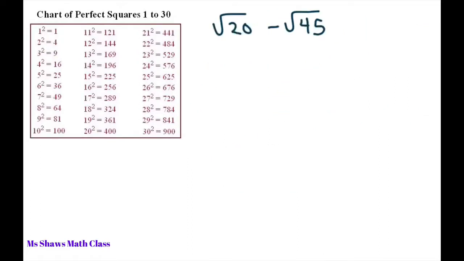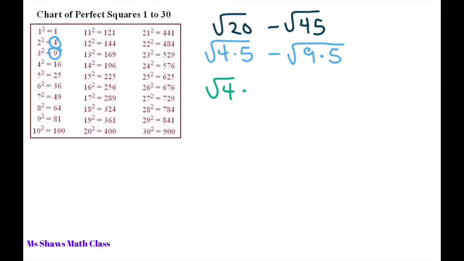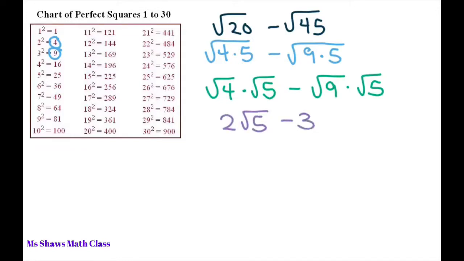Okay, the next one's very similar. I know I can break up 20 with 4, so I'm going to break that up as 4 times 5. And I can break up 45 with the perfect square of 9, 9 times 5. I can rewrite this as square root of 4 times the square root of 5 minus square root of 9 times the square root of 5. So square root of 4 is 2. Square root of 9 is 3.